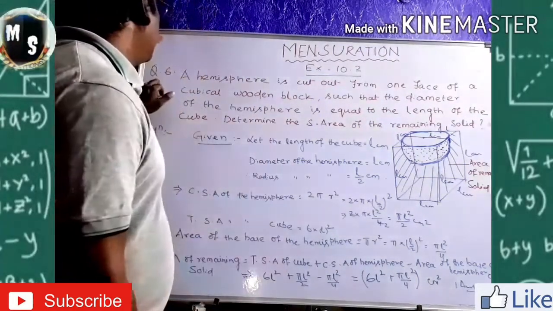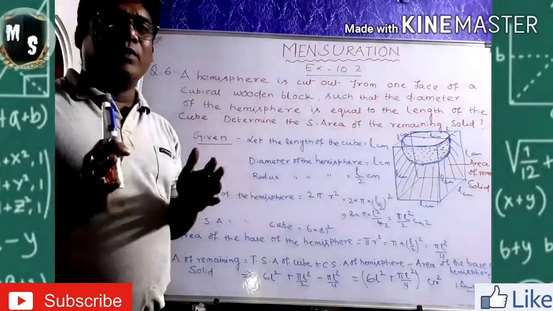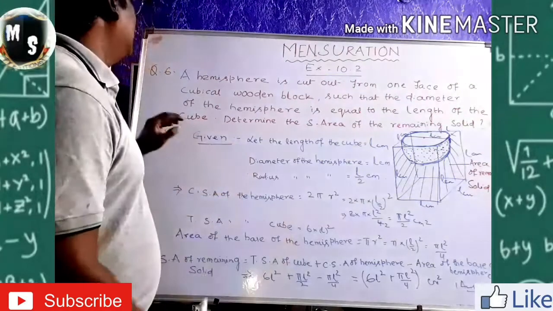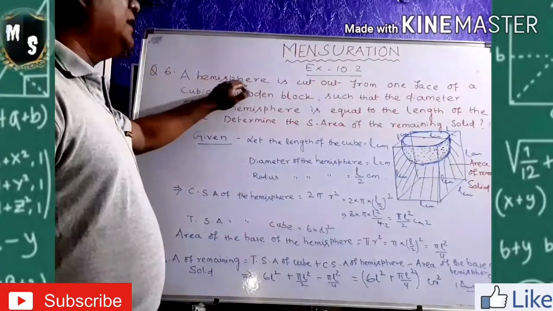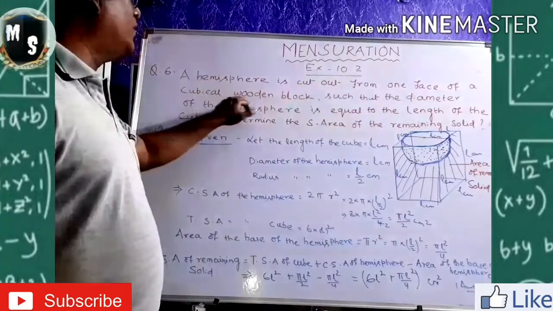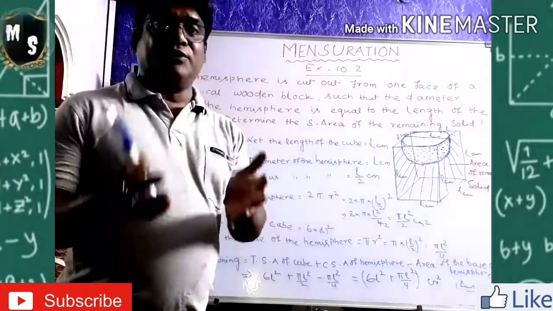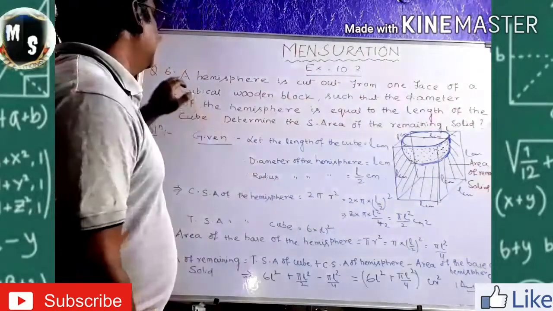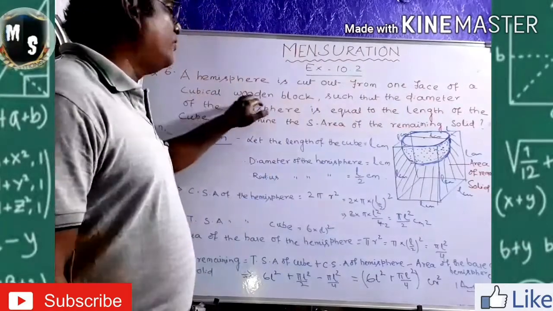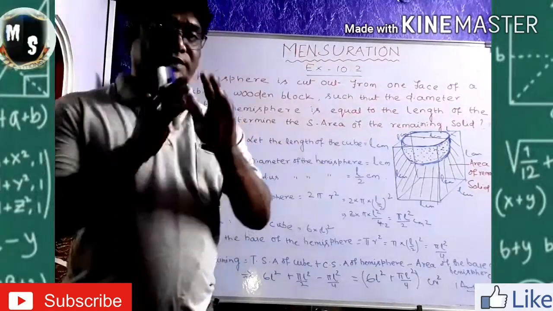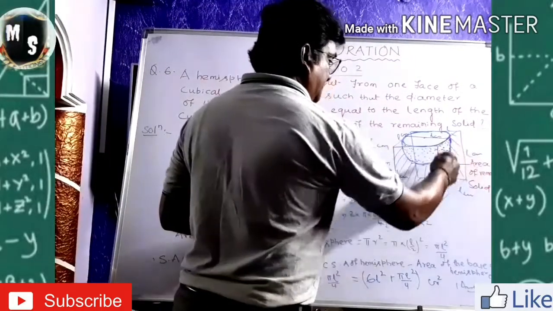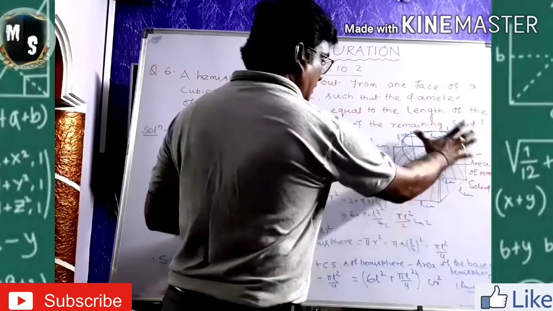See, it is question number 6. I hope it is an important sum and also a difficult sum. See now what is given. A hemisphere is cut out from one face of a cubical wooden block. Please see your textbook, you can understand it nicely. So what is the block? It is a cubical block. So I drew a cubical block here for you. See, this is a cubical wooden block. Clear?